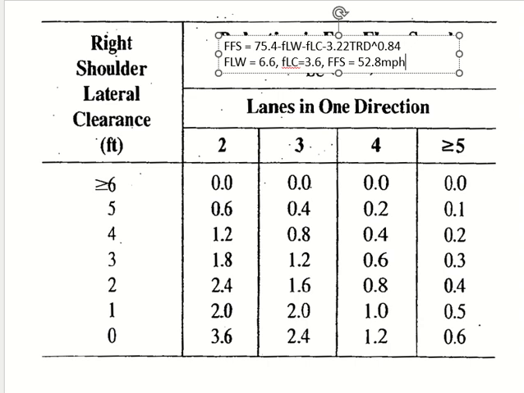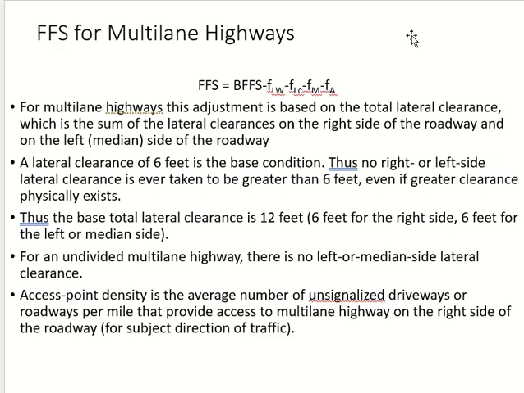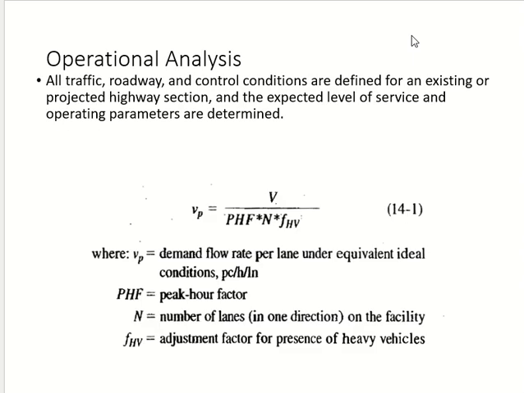Okay. Once we find out the free flow speed, then we will see which type of analysis we are doing. We are doing operational analysis. So the next thing we have to find out is the VP, the peak flow rate or demand flow rate. What do we need here? We need volume, peak hour factor, number of lanes, and FHV, right? Okay, we need these things.